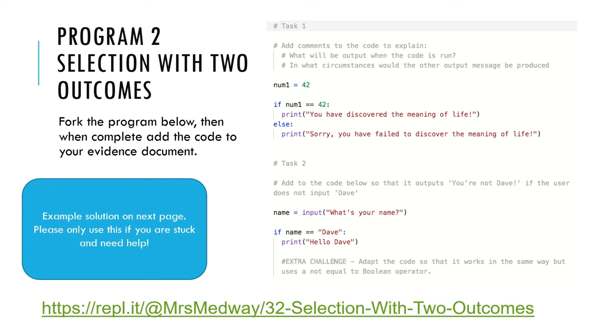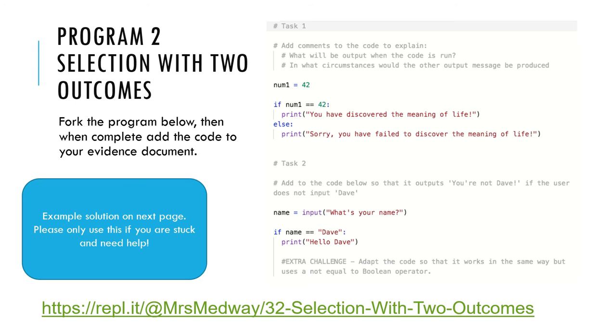So you've got a task to have a go at doing right now, lads. The program, as it says here, is called program 2. Program 2, selection with 2 outcomes. You've got the link here that will take you to Replit, so you can then fork that program into your own area. Once you've completed it, I'd like you to copy the code and put it in your evidence document.